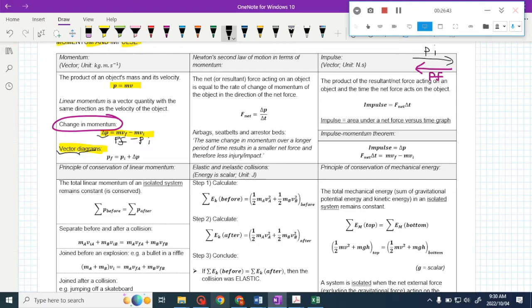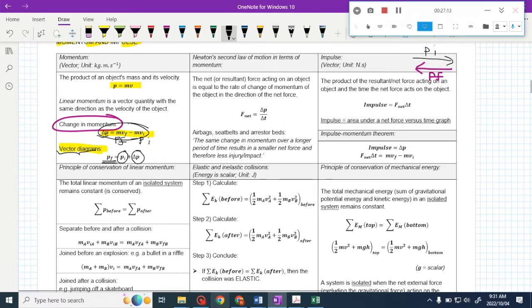You don't say P initial plus P final. Never P initial plus P final. It's P initial plus the change gives us the resultant, which is the final momentum. Does that make sense? All that I did is I took this formula and I manipulated it. I put the P initial on the left and I got P final is the initial plus the change. Okay. Doesn't happen often, but I've seen it in a past paper.